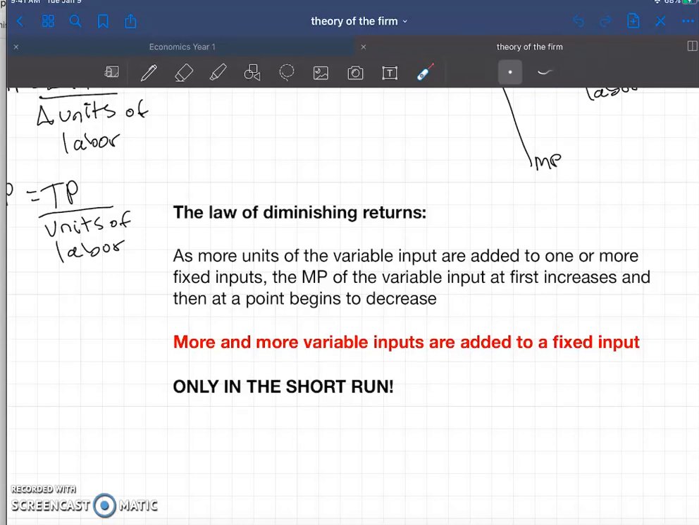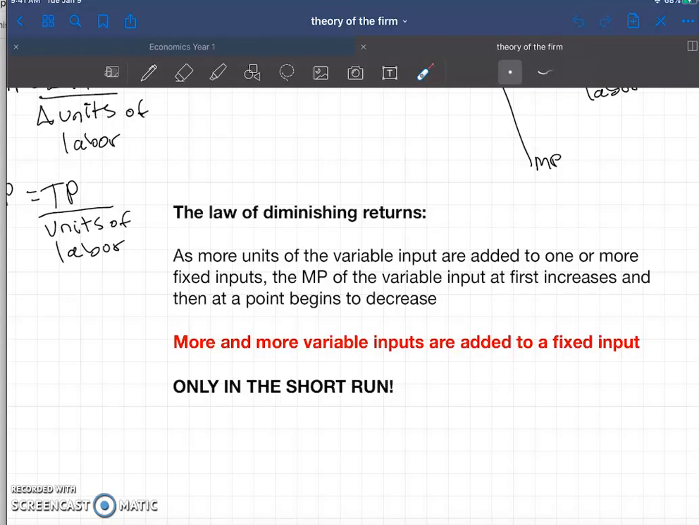And it's the same for businesses as they add their variable inputs, in this case, as we've been using labor. So as more units of the variable input are added to one or more fixed inputs, the marginal product of the variable input at first increases, and that's the shape of our marginal product curve as well as our average product curve, and then at a point begins to decrease. In other words, the meaning of this in layman's terms is that more and more variable inputs are going to be added to a fixed input, and eventually they'll crowd each other out.